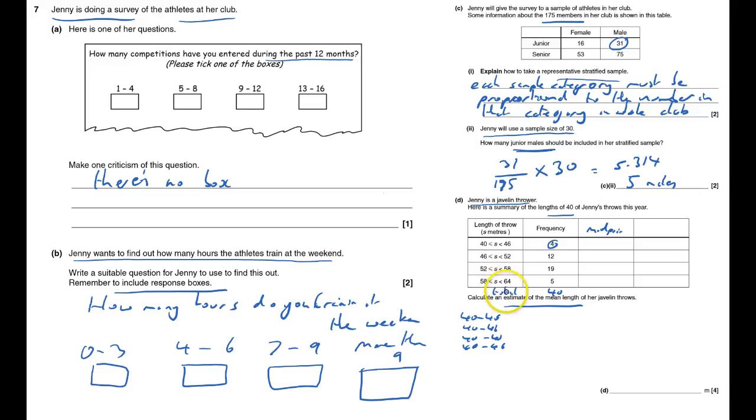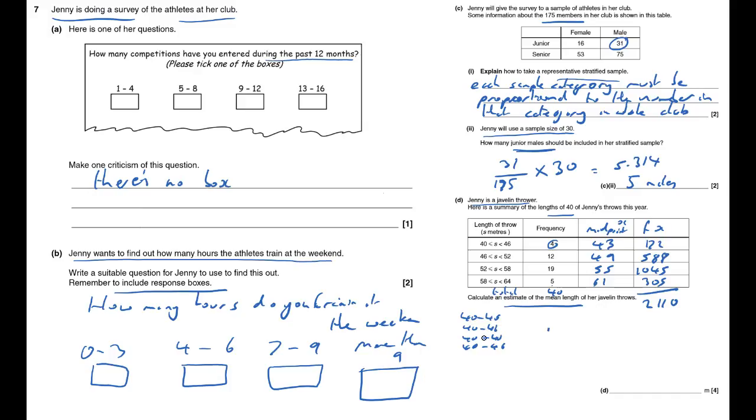And quite nicely, the question's given me a column for the midpoint. The midpoint between 40 and 46 is 43. Between 46 and 52 is 49. Then we have 55. And finally it's 61. And that means we've got 4 of them in the 43s. So I need an fx column, the frequency times the midpoint. That'll be 172. That one will be 588. I've got 19 55s, which is 1045. And I've got 5 61s, which are 305. If I add those up, I get 2110.